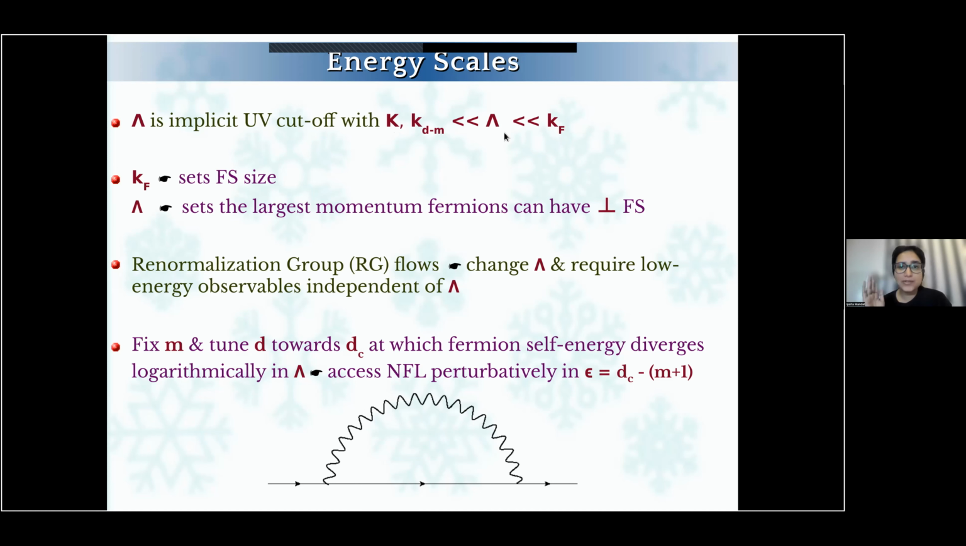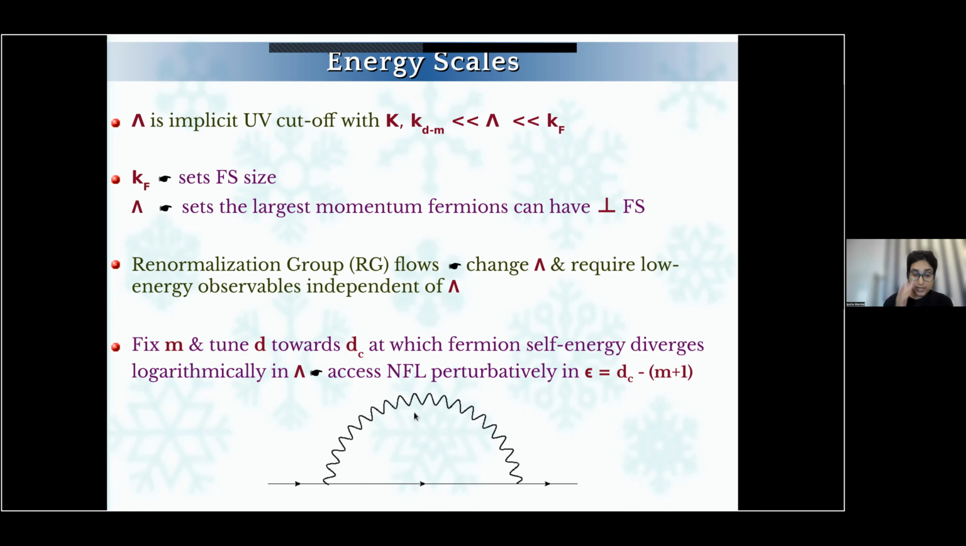On the other hand, this Wilsonian cutoff must be much less than the K_F, or the Fermi momentum, which is taken to infinity in condensed matter systems. So basically, K_F sets the size of the Fermi surface, which is taken to be infinity. And then this lambda sets the largest momentum that the fermions can have perpendicular to the Fermi surface. So using lambda, we derive the renormalization group flows. That means we change lambda and require that the low energy observables are independent of lambda. So this gives us the beta functions, which give us the RG flows.